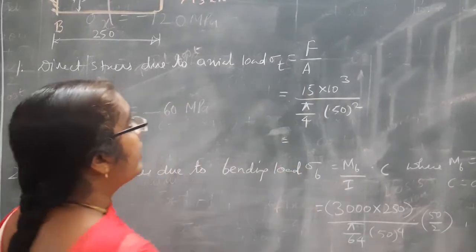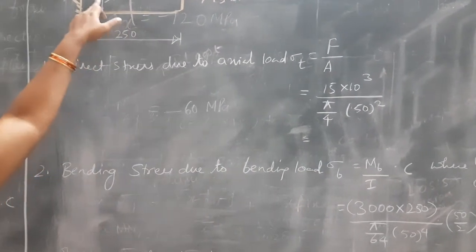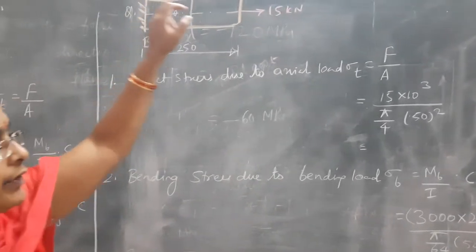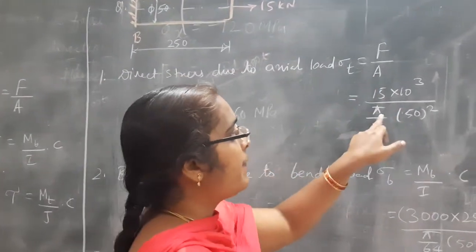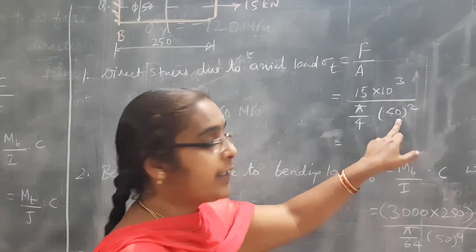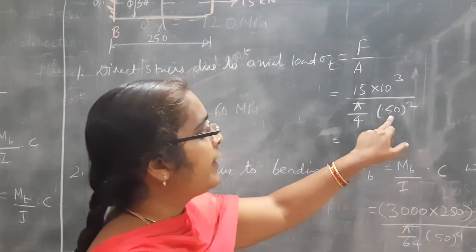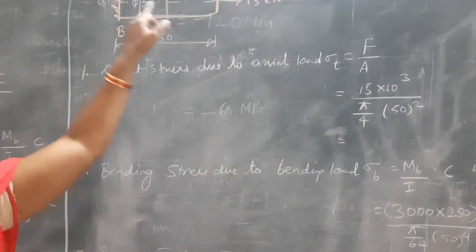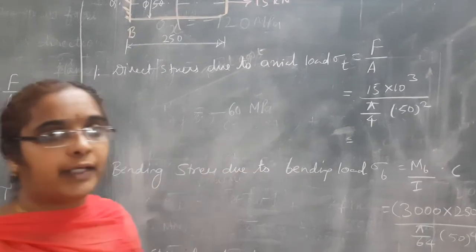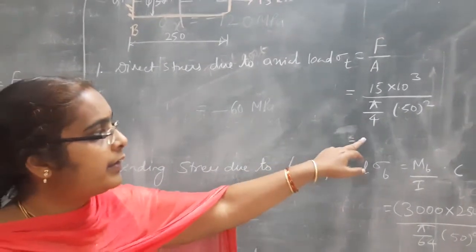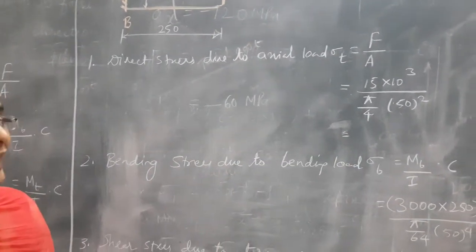What is area? Since it is circular, it is a circular shaft. So area can be calculated as pi by 4 d square. Diameter is 50. Just substitute the value of diameter as 50. You will get the value of direct stress. You have to calculate this value.